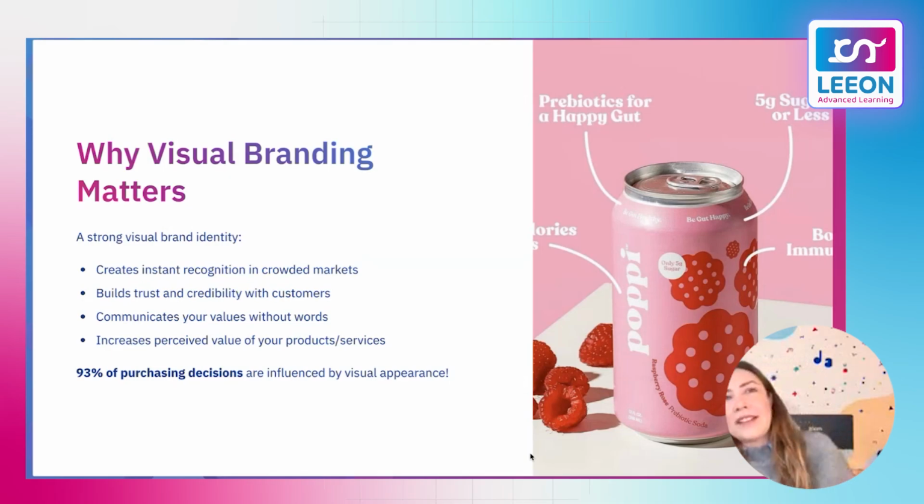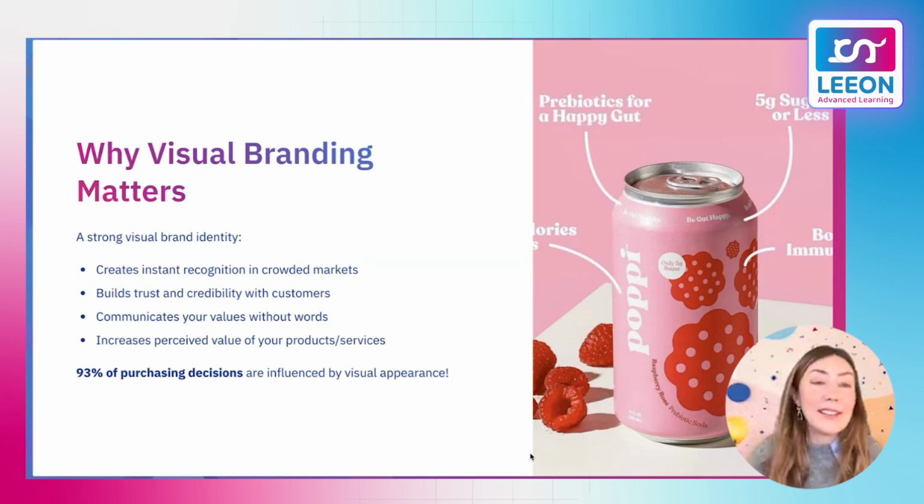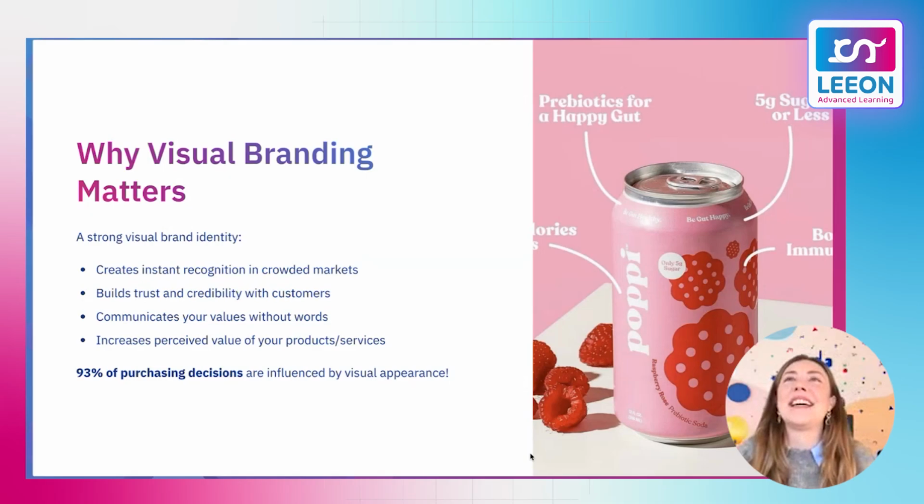So 93% of purchasing decisions are influenced by visual appearance, and it really does have a huge impact on whether you get the right customer or whether you're basically saying what you're trying to say. On the side here, you can see this very colorful, gorgeous looking soda can, and this is an advertisement for a company called Poppy Soda.